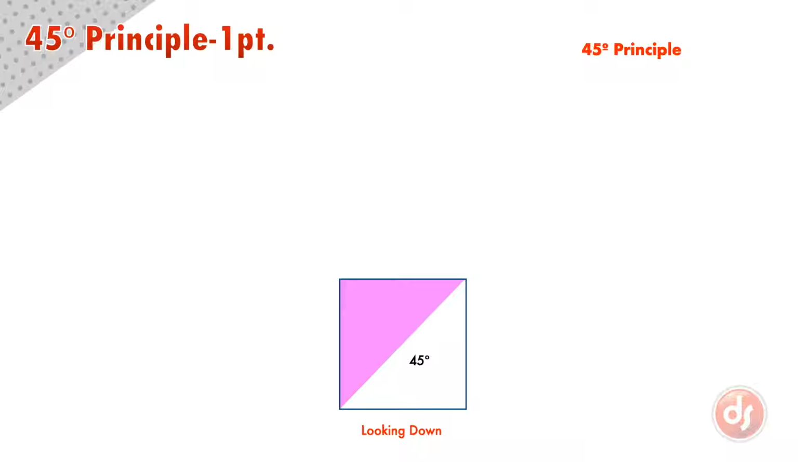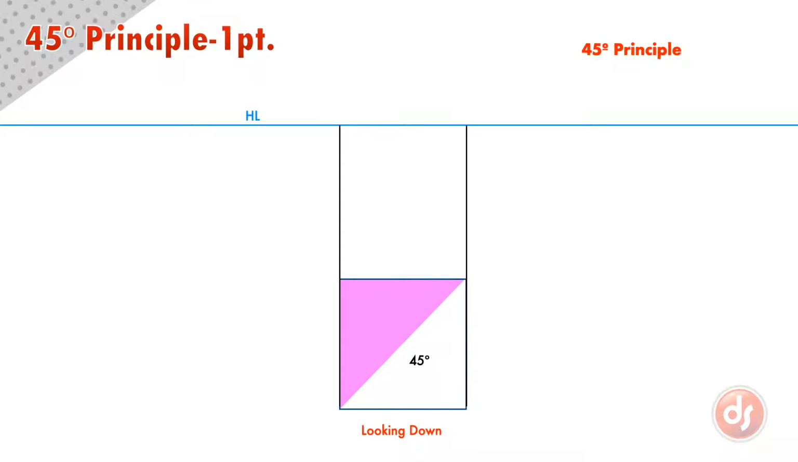A box in one-point perspective is flat to the horizon, so if we extend the lines to meet it, it would look like this. The lines remain parallel because we are looking down, not in perspective. The line that goes from corner to corner meets the horizon at a 45-degree angle, at what we call the 45-degree vanishing point.